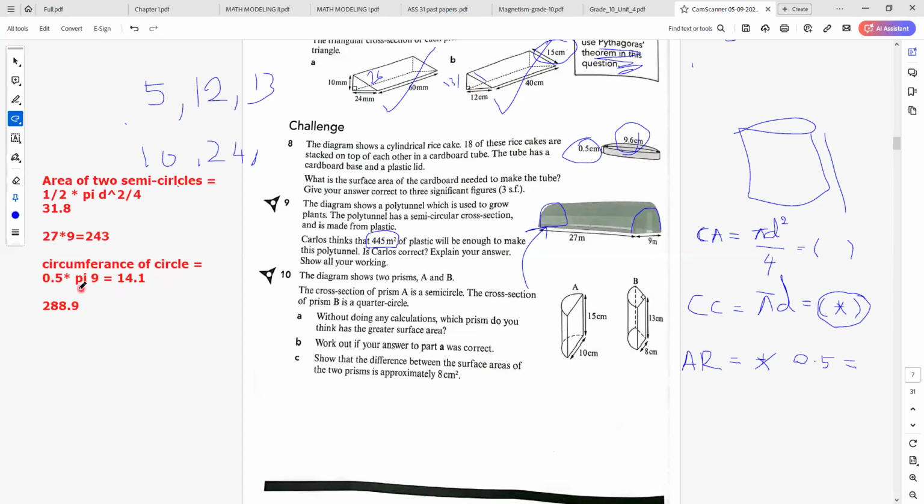Now, to find out the area of this curved plastic, we will multiply this 14.1 by this 27. That is 14.1 multiplied by 27. That will give me 380.7.